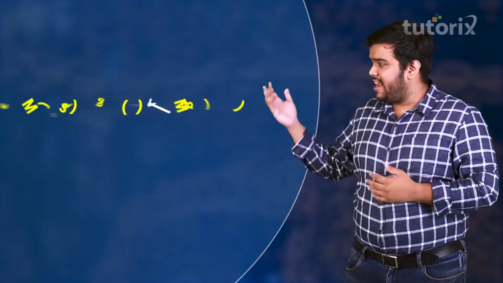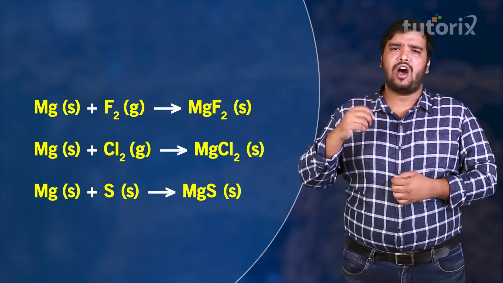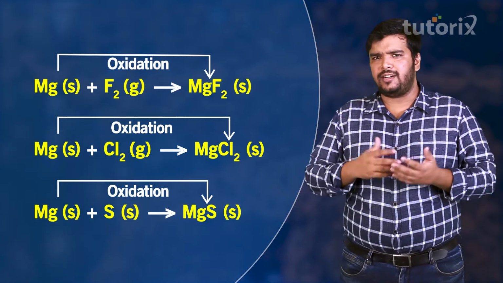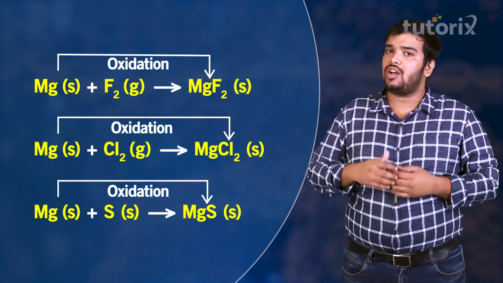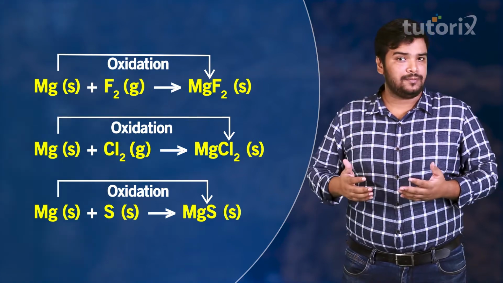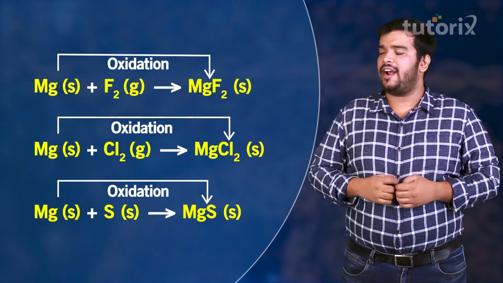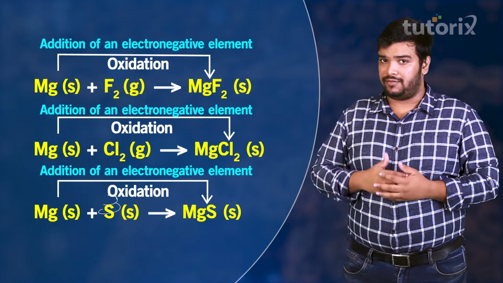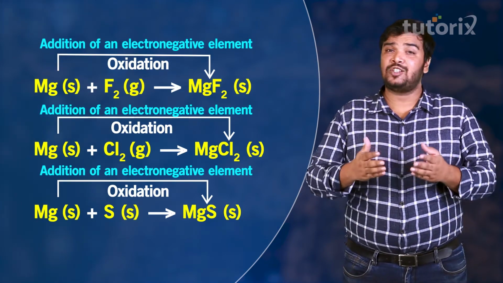Now, when scientists looked at various reactions of magnesium with sulfur, fluorine and chlorine, they saw that oxidation occurs even in these reactions. So they wondered whether the oxidation reaction is only about addition of oxygen or removal of hydrogen. And they realized that oxidation is also addition of electronegative atoms such as fluorine, chlorine and sulfur. So did they stop only at that? Well, let's look at one more reaction.